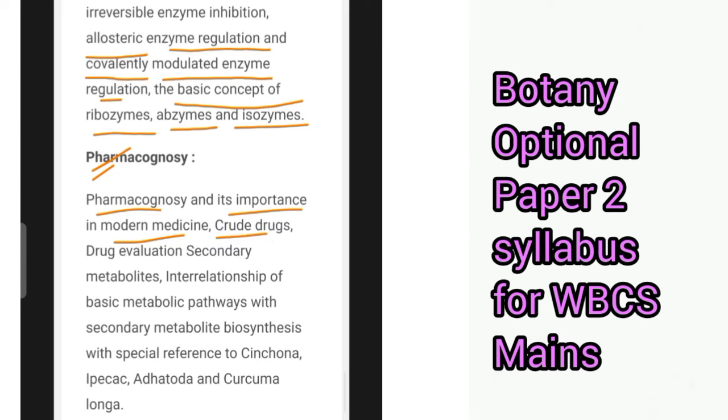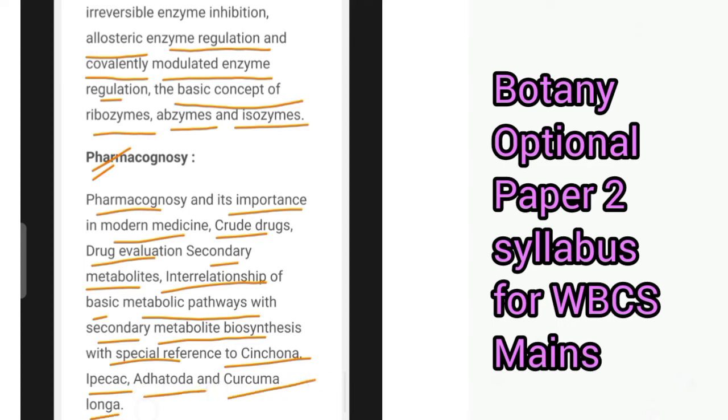Then crude drugs, drug evaluation, secondary metabolites, interrelationship of basic metabolic pathways with secondary metabolite biosynthesis with special reference to Cinchona, Ipecac, Athatoda, and Curcuma longa.